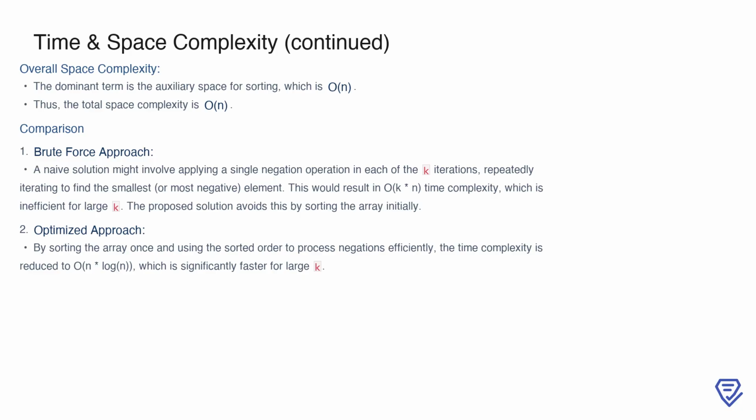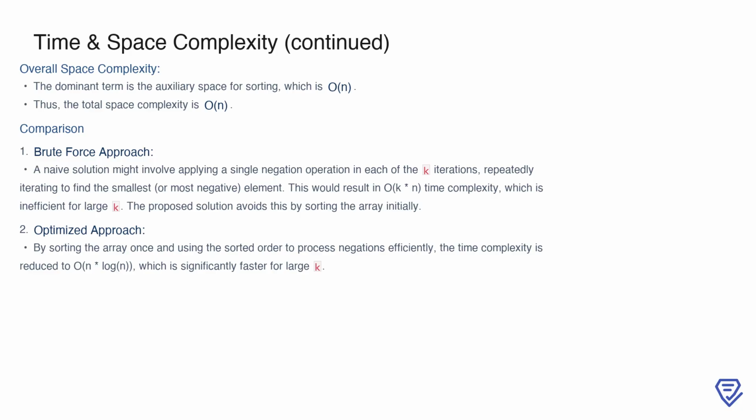Comparing this approach to a brute force solution highlights its efficiency. A naive method may apply a single negation in each of the k iterations, repeatedly finding the smallest or most negative element, resulting in O(k * n) time complexity. This can become very inefficient, especially when k is large. The optimized approach avoids this by sorting the array initially and processing negations based on the sorted order.